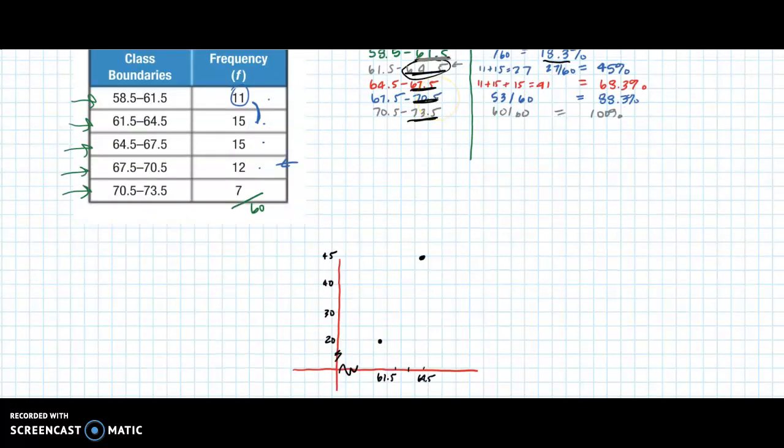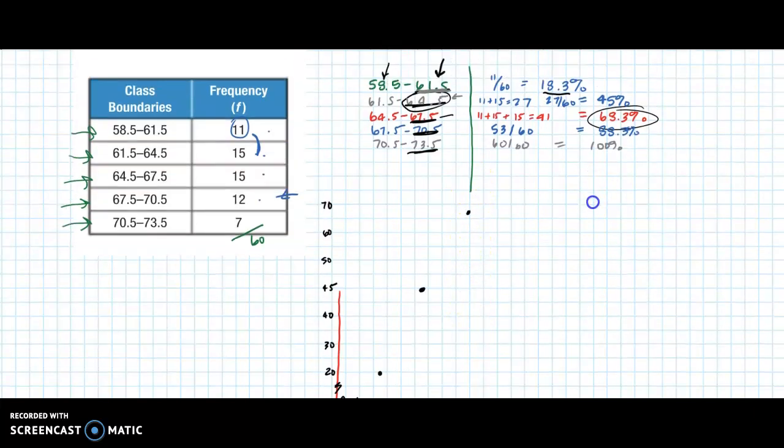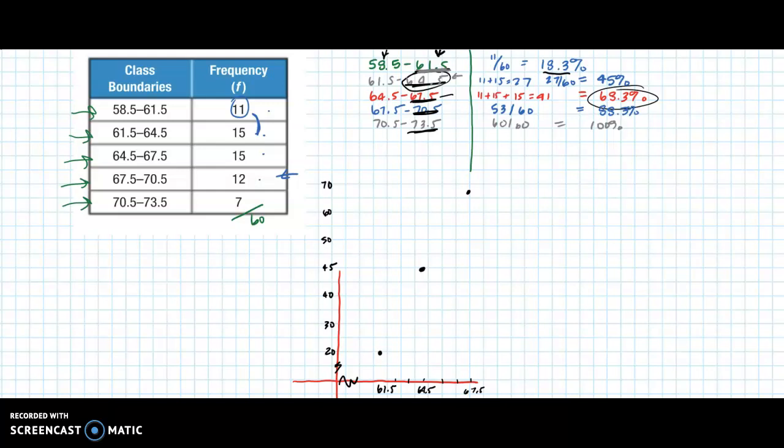Then our next person we're thinking about is 67.5, 64, 65, 66, 67. This 67.5 person is bigger than 68.3%. So 50, 60, 70. So we're looking at right about there. We're definitely running out of space now. 80, 90, 100. When you make these yourself, you can make them a little bit nicer.